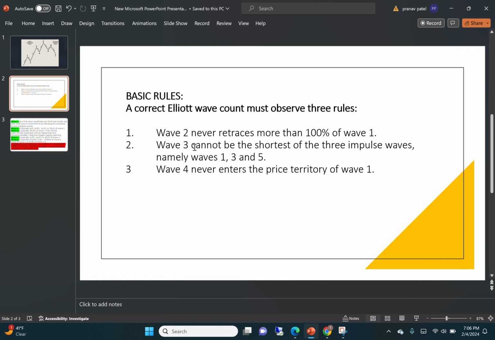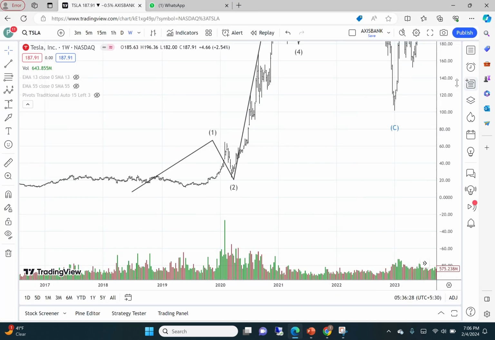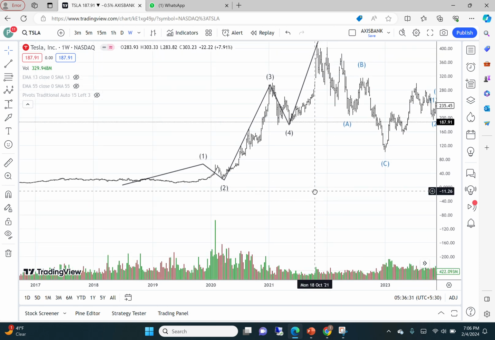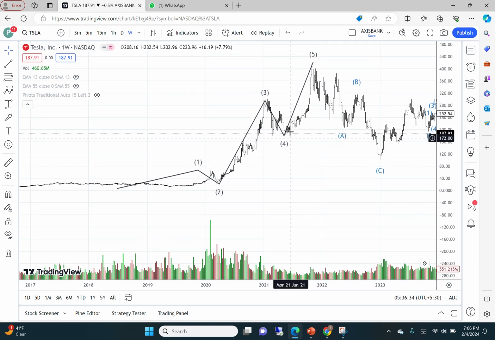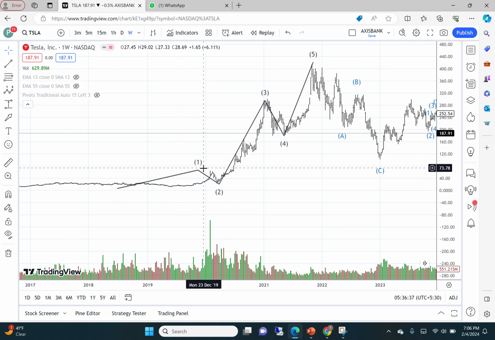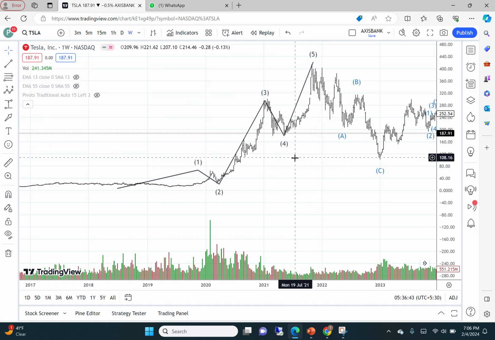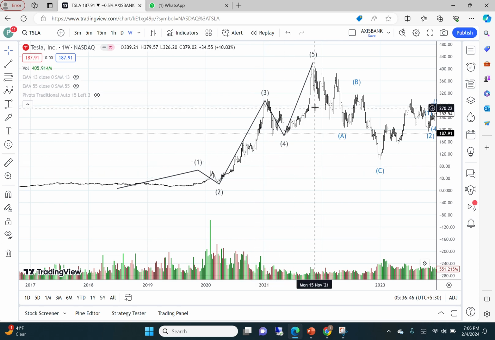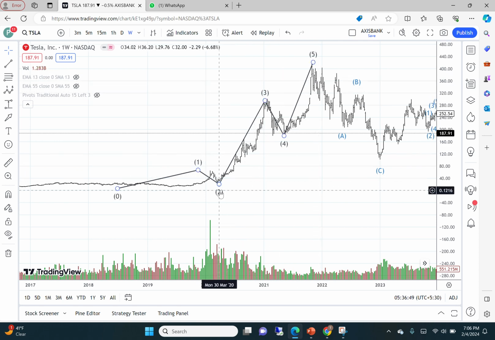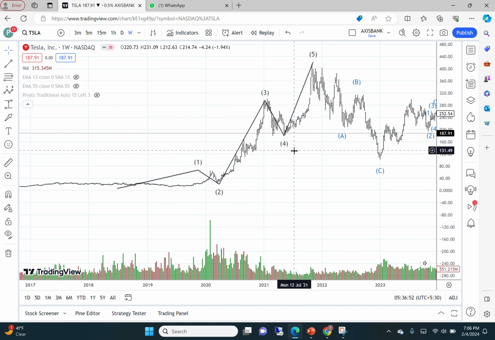Number two rule was wave 3 cannot be the shortest of the three impulse waves, namely wave 1, 3 and 5. So we know that there will be waves happening in any direction when there are sideways trend lines. This is my 0 to 1, then wave 3, and this is my 5th wave. Those are called impulse waves. When these impulse waves happen, it's in the major direction, and wave 2 and wave 4 are called correction waves. That will be in the counter trend to what we have ongoing right now. So those are our corrective waves.